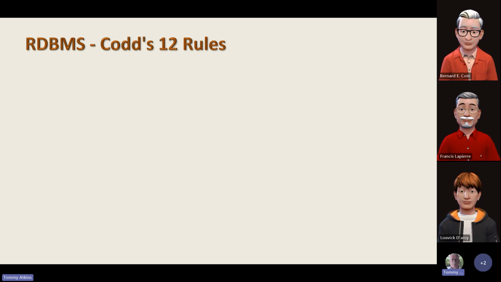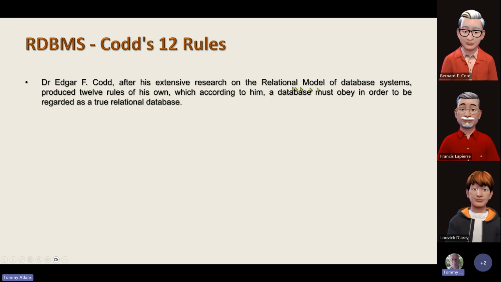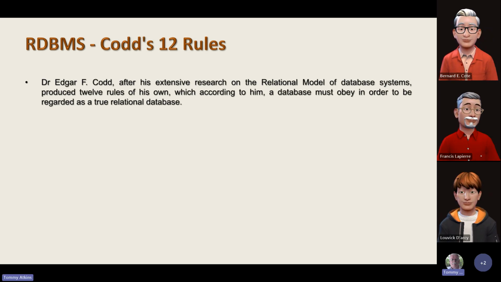Codd was a British computer scientist. He worked for IBM from 1949, and he did a lot of research into the relational model for database systems. And he produced 12 rules, actually 13, which a database must obey in order to be regarded as a true relational database.